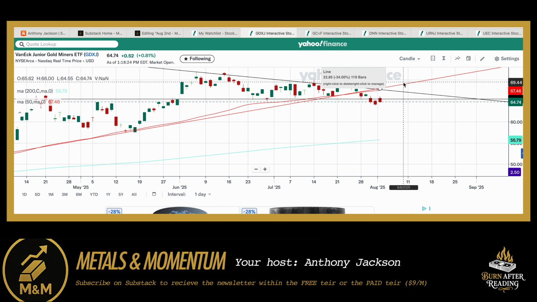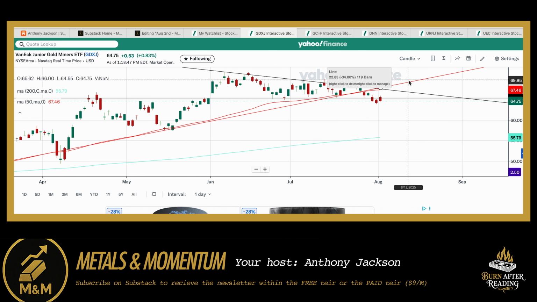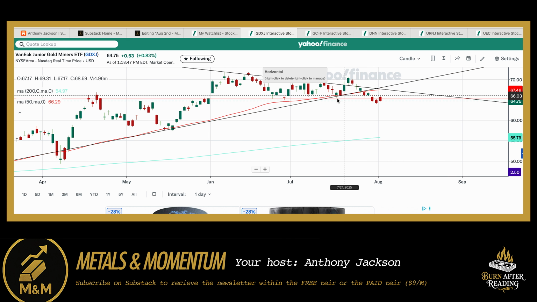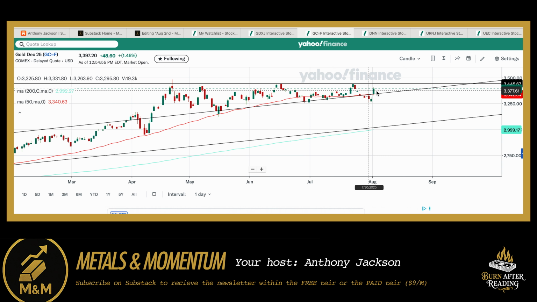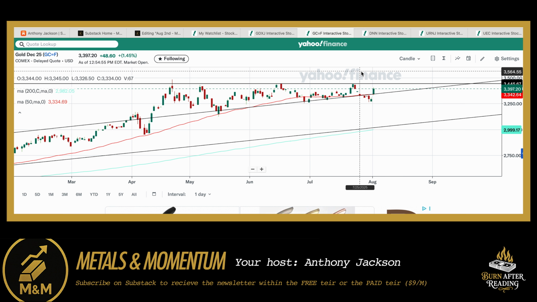A move upward here and then a break above this. This is now essentially acting as a ceiling, this support line here, and a break out of the wedge pattern and above this ceiling would be super bullish for gold, and it would probably signal a move upward above this ceiling as well. So that's what I'm looking at over the next 2 weeks, but there's a few other things that we'll get into in a moment as well.